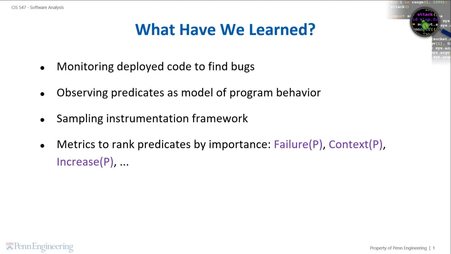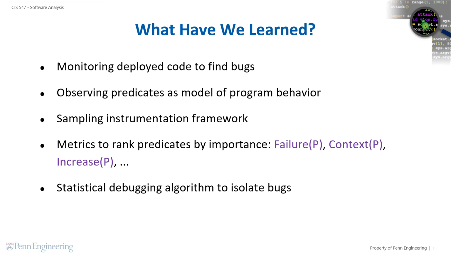These metrics, such as failure, context, and increase scores, give us different kinds of information about the relationship of predicates' observed values to program success or failure. Finally, we developed an algorithm to isolate bugs in such a way to prevent correlated predictors of common bugs from drowning out predictors of less common bugs.